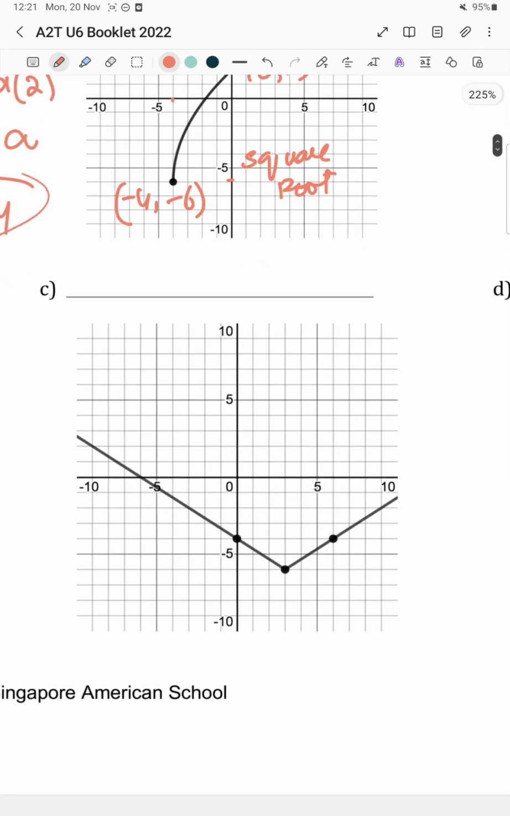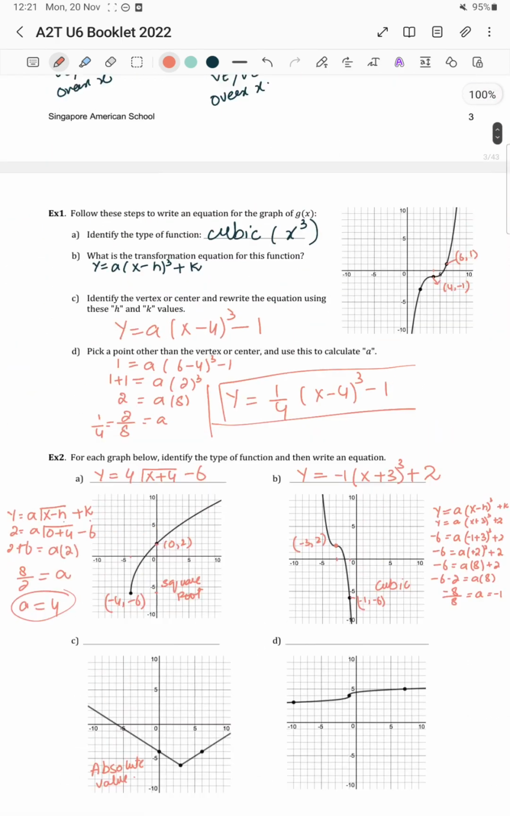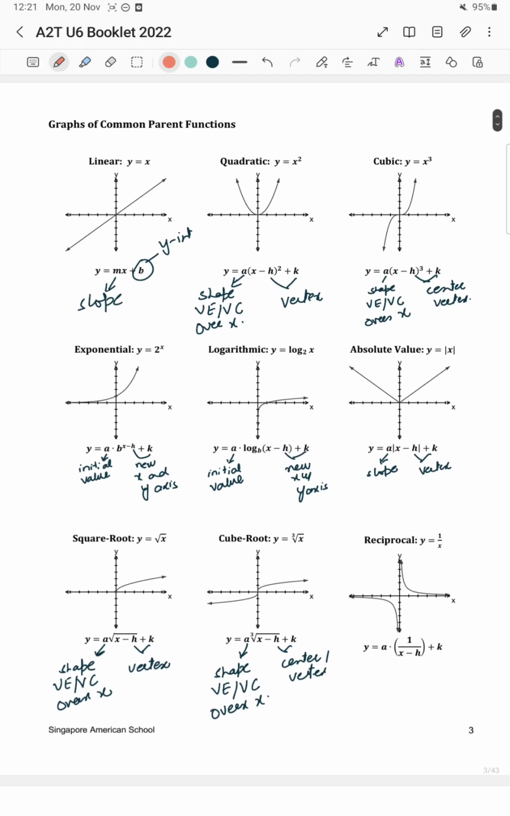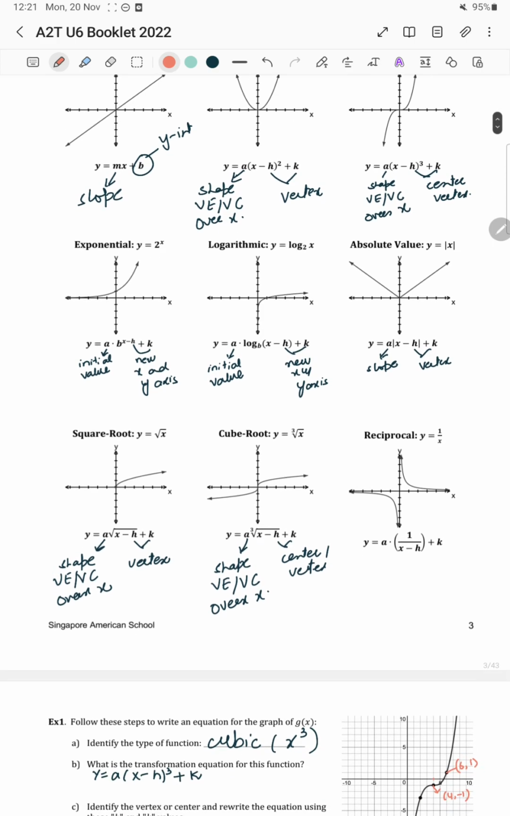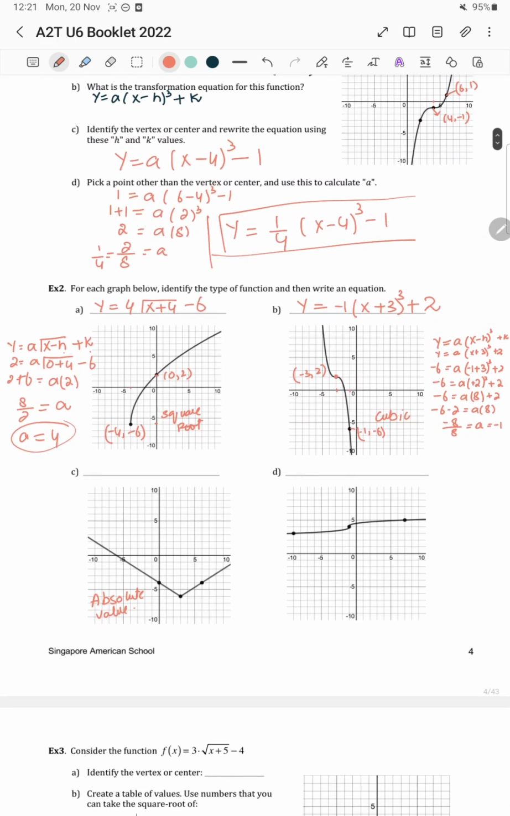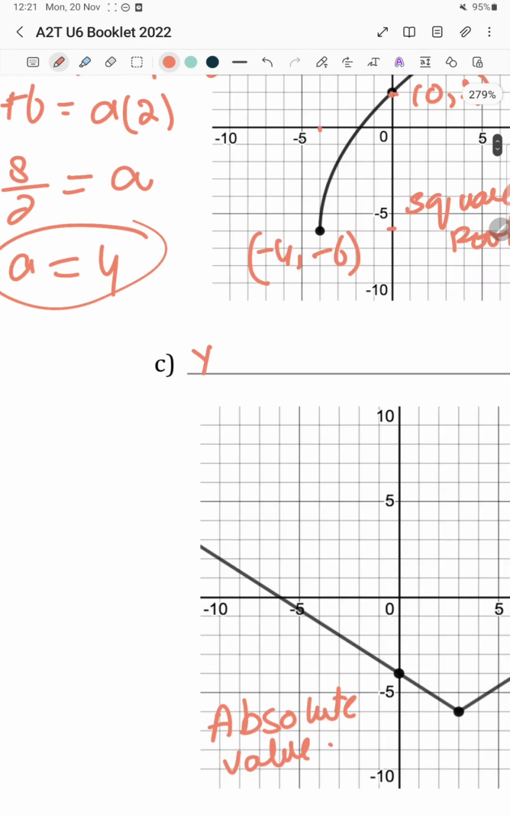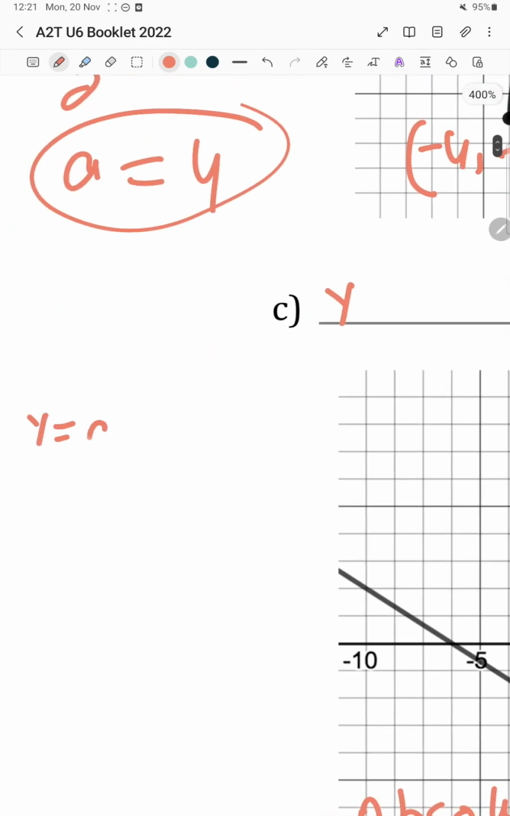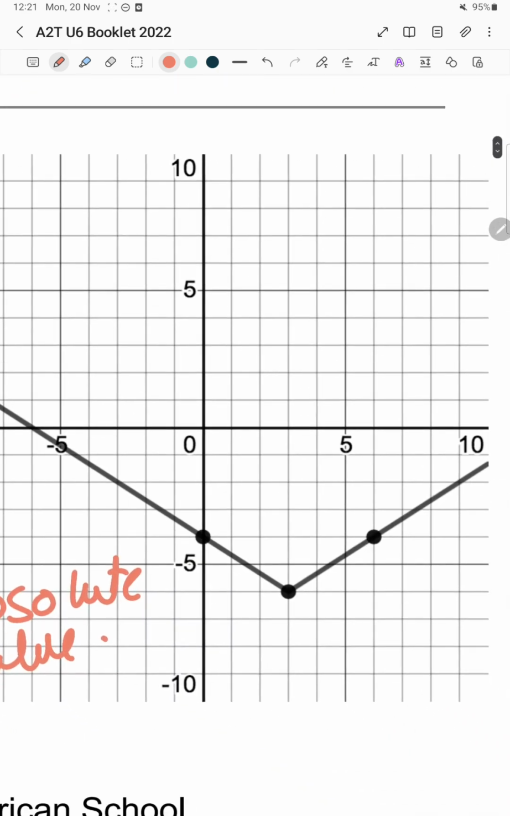Okay, so which function is this? This is the absolute value function. What is the equation for the absolute value function? Y is equal to mod of x. Y is equal to, sorry, y is equal to a times mod of (x minus h) plus k, where a is the slope. So what is the slope over here?